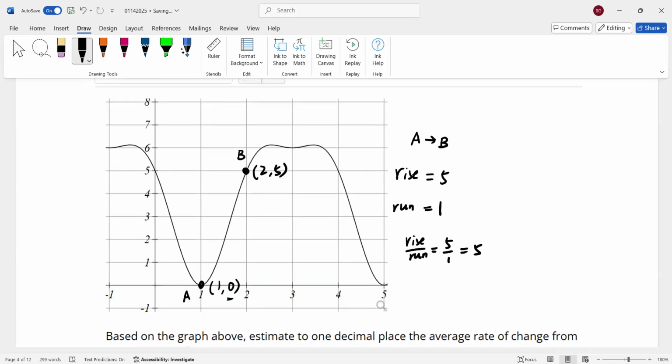Could we use the formula? Yes, we can use the formula as well. This is an easy way to handle it. Or we can also use the formula of average rate of change. We know the function.